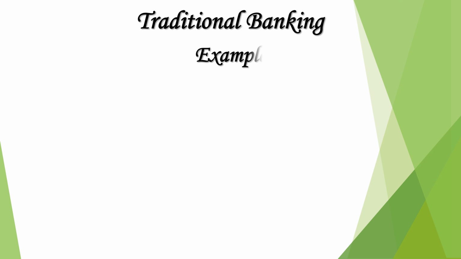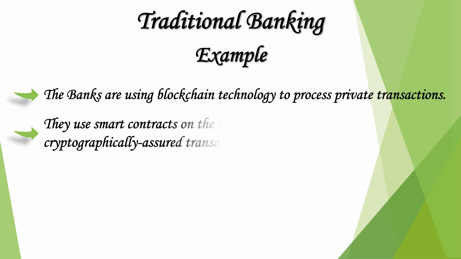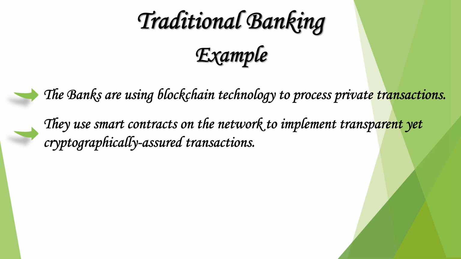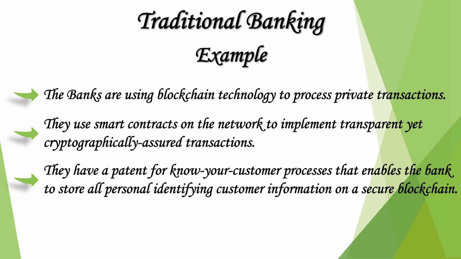For example, the banks are using blockchain technology to process private transactions. They use smart contracts on the network to implement transparent yet cryptographically assured transactions. They have a patent for Know Your Customer processes that enables the bank to store all personal identifying customer information on a secured blockchain.